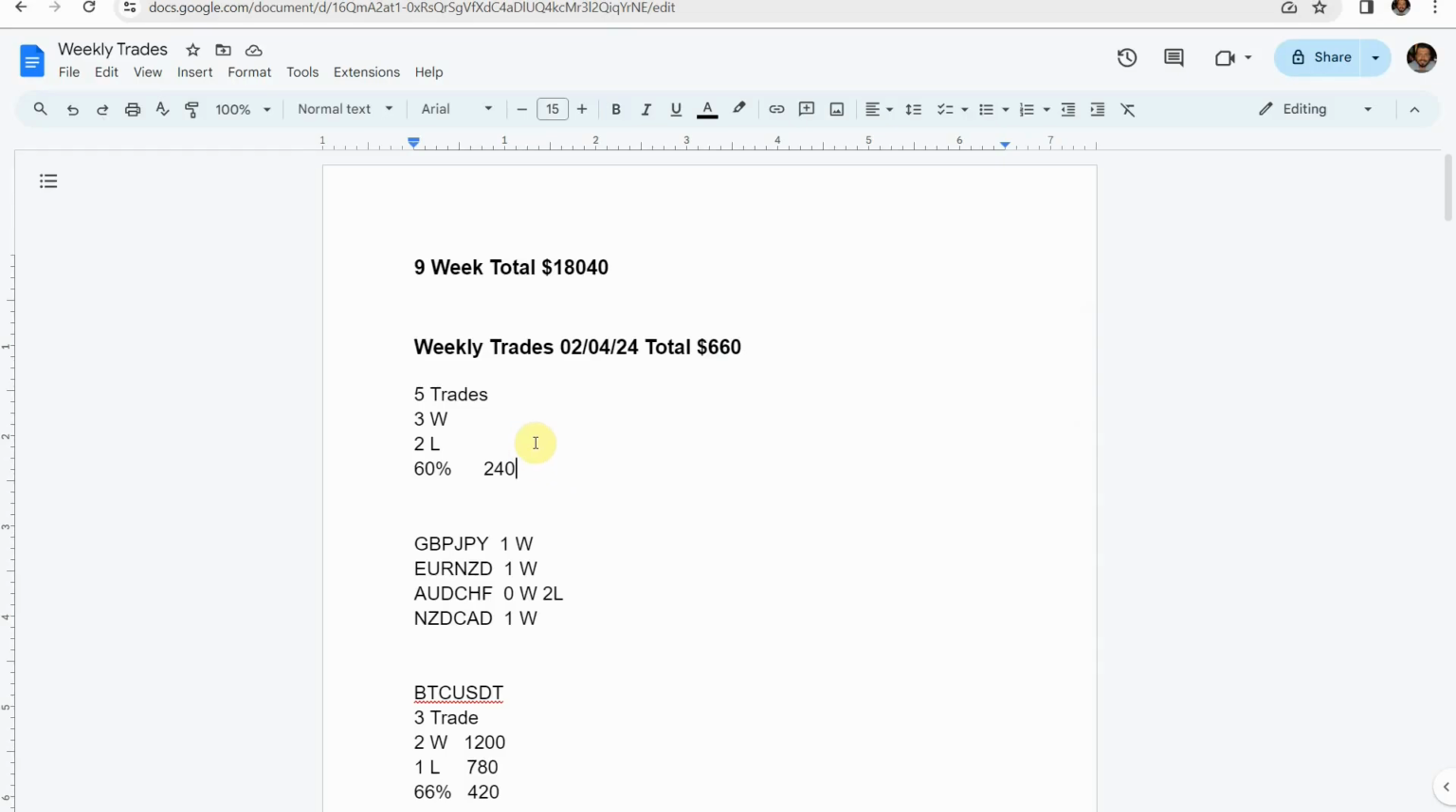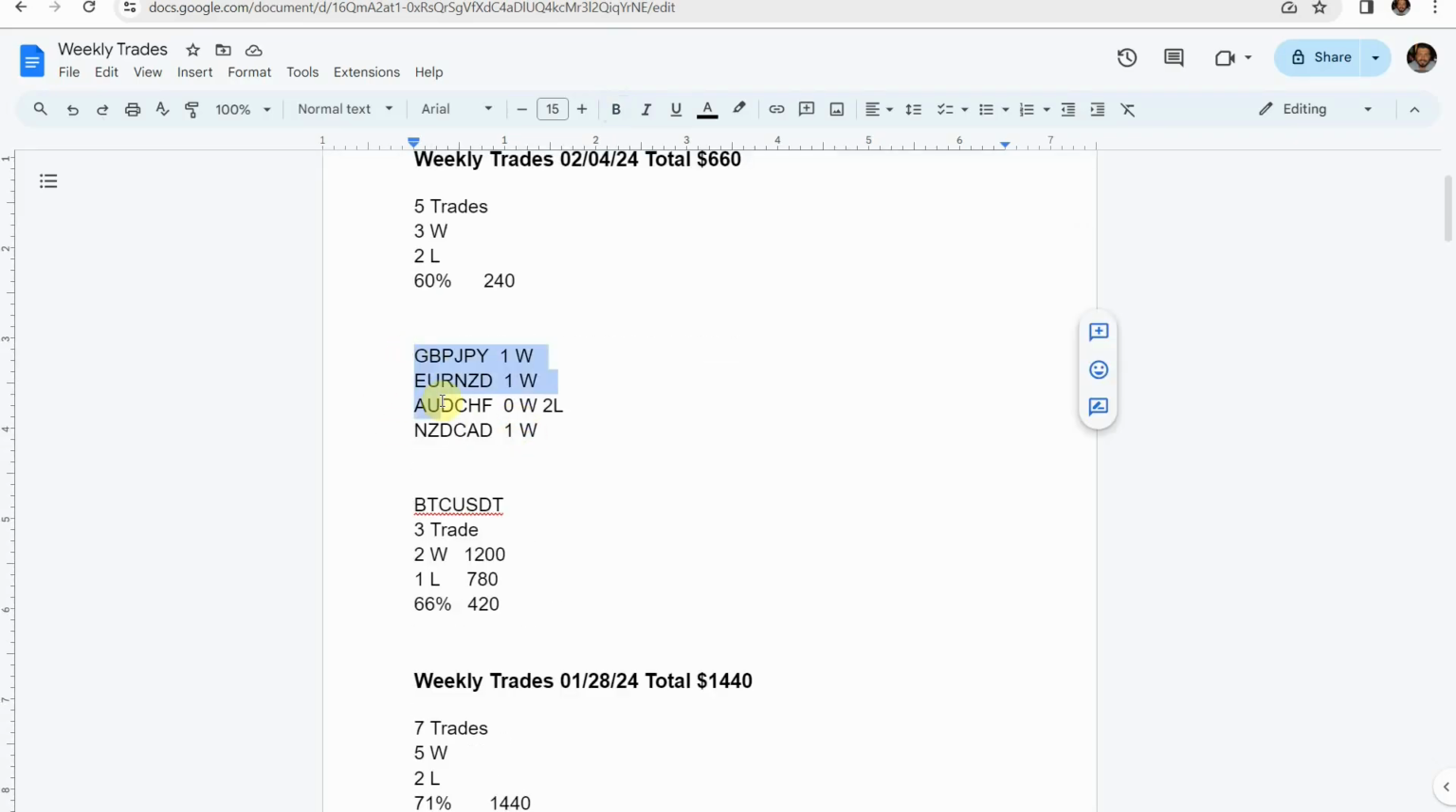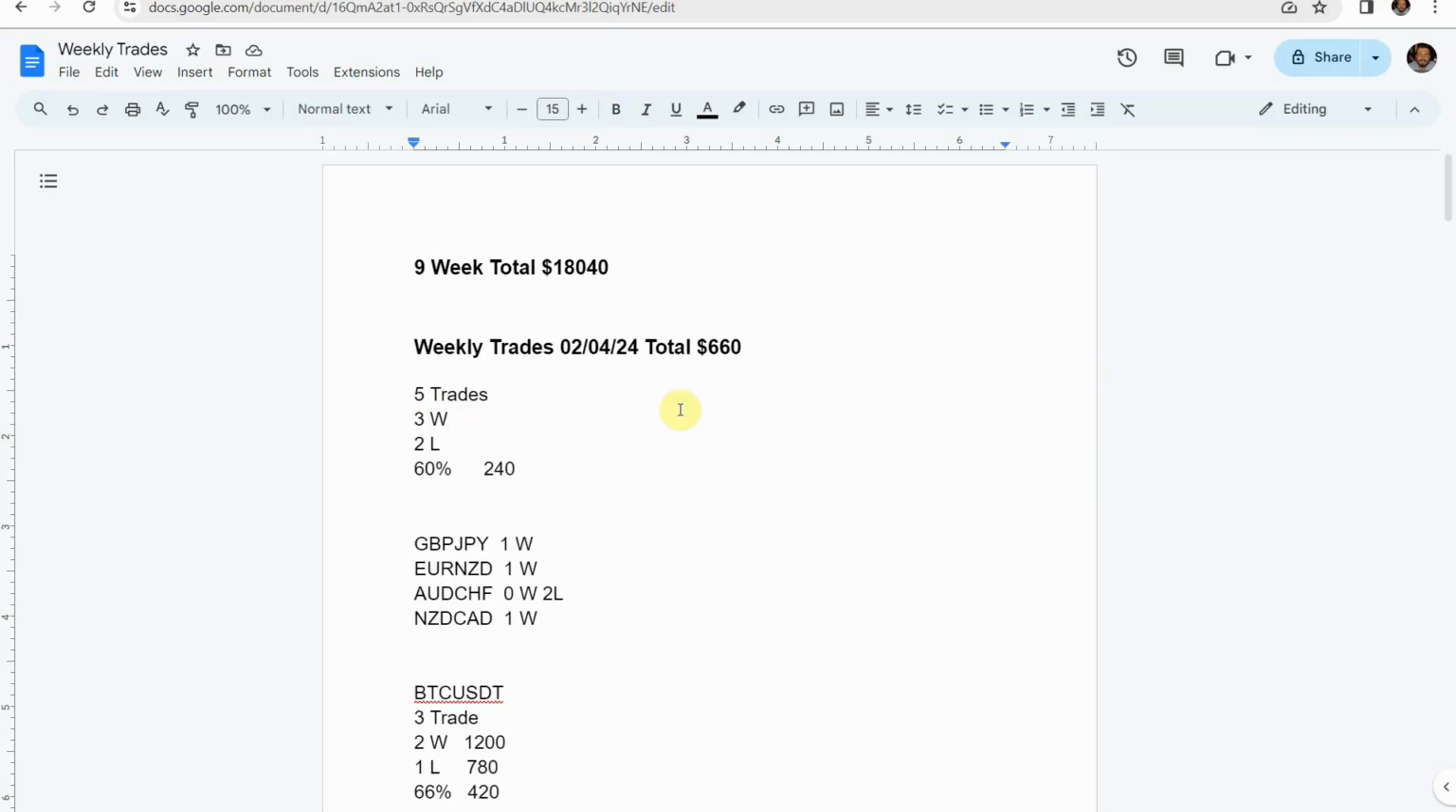It's last week anyways. Add that to our total now, and at the 9-week total, you'd have been at $18,040. So you can see how when I say you can make tens of thousands of dollars in a few months, it's definitely achievable with just a few Forex pairs and a few handfuls of trades each week.